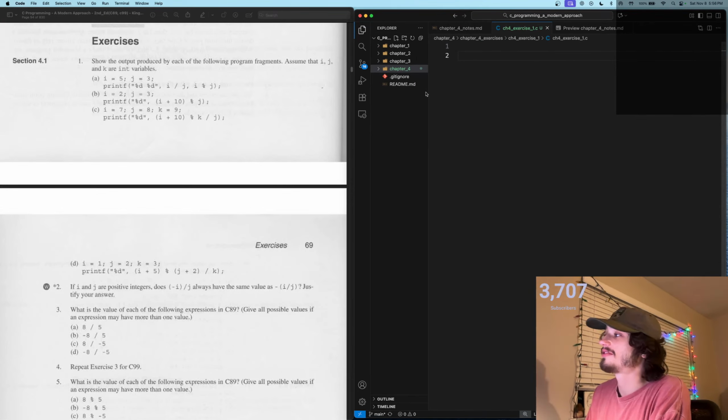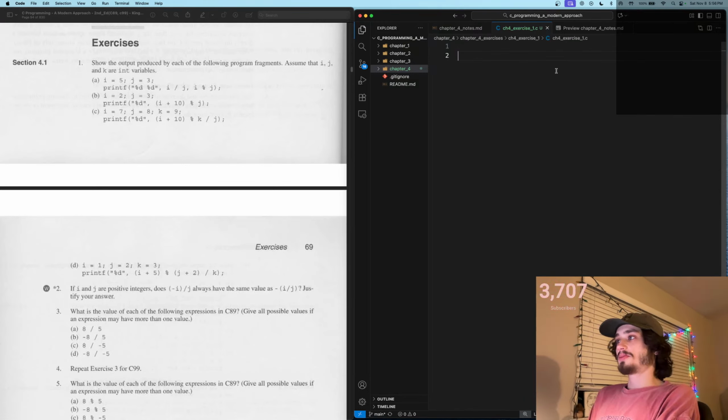All right, everybody. So we're going to be jumping back into Chapter 4 of C Programming: A Modern Approach, second edition, by K.N. King. Let's jump in and see if we can solve these exercises. Number 1 says, show the output produced by each of the following program fragments. Assume that i, j, and k are int variables.